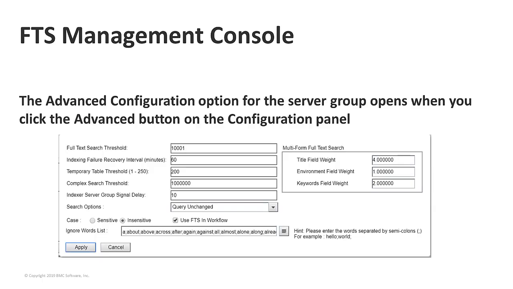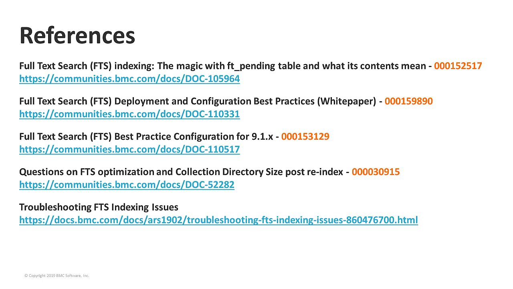The Advanced Configuration option for the server group opens when you click the Advanced button on the configuration panel. When you use this option, all the configurations are applied to all the servers in the server group. Data and all the fields on this form are populated from the first indexer server. This slide contains references to knowledge articles and documentation pertaining to FTS indexing.